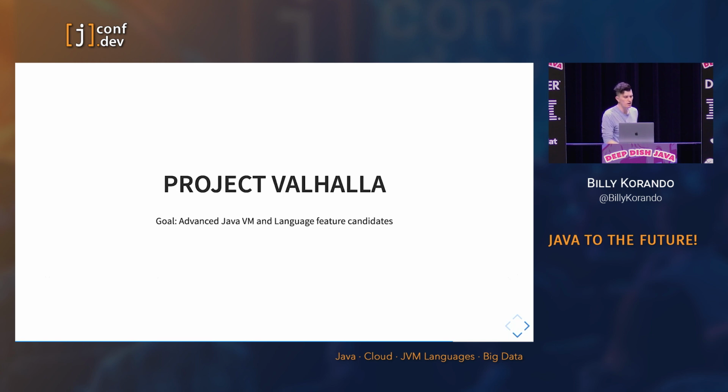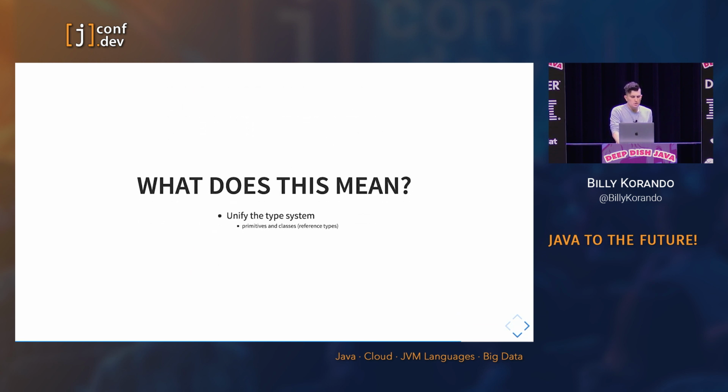So the goal of Project Valhalla is to deliver advanced Java VM and language features, and that's actually part of why it's taking so much longer to add new features, because they're going to have a much more profound impact on Java than some of the smaller features being added from Project Amber. Adding var is a little bit more difficult than fundamentally changing the memory model of Java or changing how types are defined.